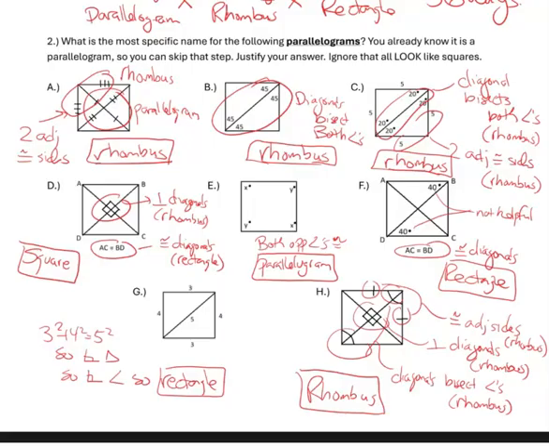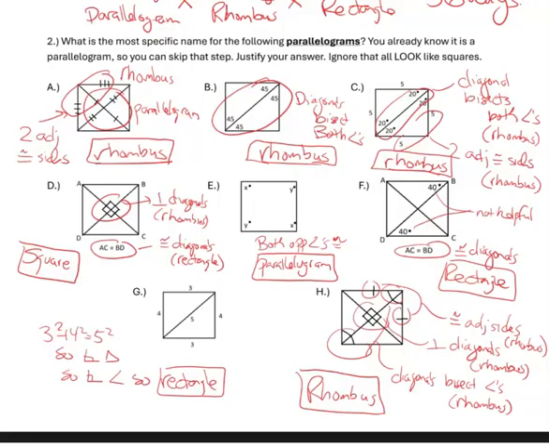Next one, the 40 and 40 are not helpful. That's just like going to show the top and bottom are parallel, which we already knew because I said it was a parallelogram. And then you have the diagonals are congruent. That makes it a rectangle. The next one, you have a 3, 4, 5 triangle, which means it's going to be a right triangle, and it's going to be a rectangle.